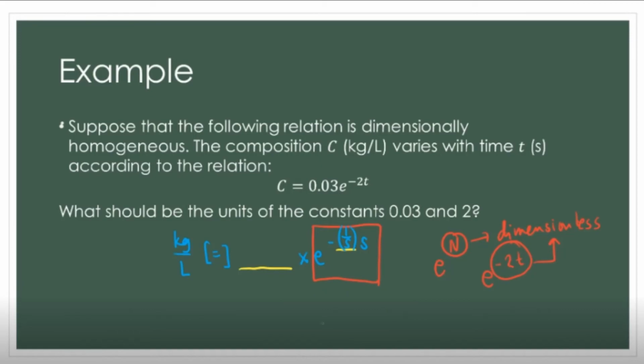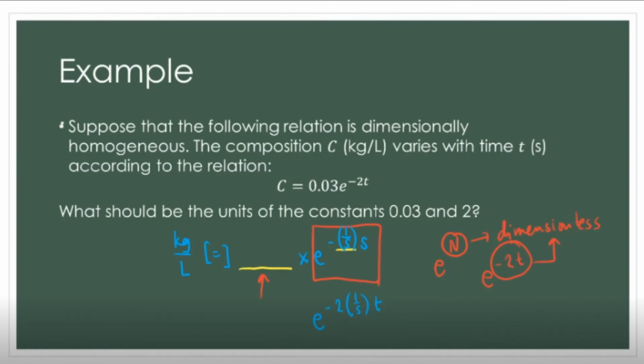We can write this part of the equation as e raised to negative 2 per second multiplied by time. And that leaves our entire exponential term as dimensionless, or e raised to negative 2t is now dimensionless, or it does not have any unit. And we will be using that to figure out what is the unit of 0.03. The question now is, what should be the unit of 0.03 such that when you multiply it to e raised to negative 2t, the overall unit left would be kilograms per liter?